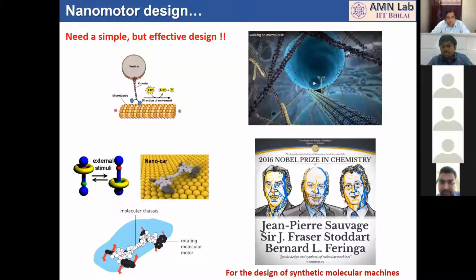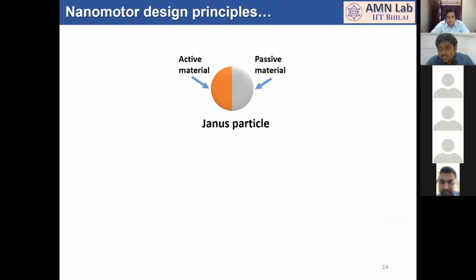But if we look in detail, this is too much chemistry or biology. So for physicists like me, this was a challenge: to make something simple from the physics point of view. If we look from the physics point of view, then something which is very simple to design as a motor at the nanoscale could be a Janus particle.